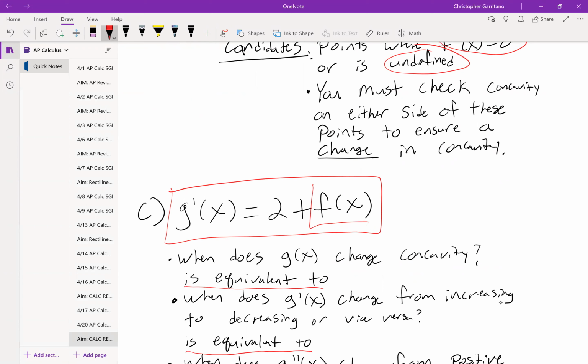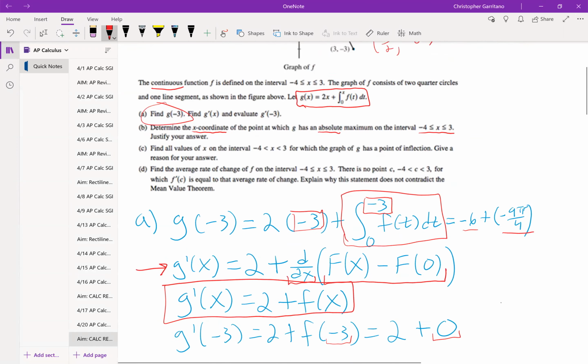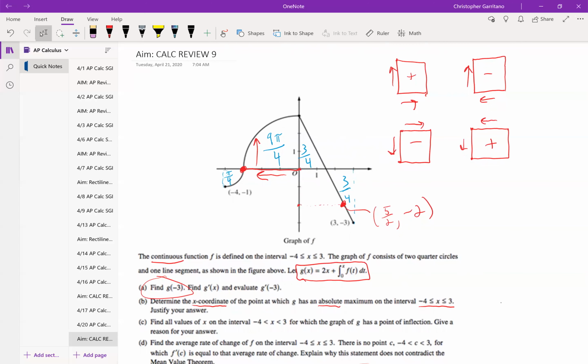Really, this is the important thing because we have the graph of f of x. Now, it's true, g prime of x is not exactly equal to f of x, but it's equal to the function f of x and some vertical shift. So if I can imagine the f of x function shifted up 2 units, that would give me the graph of g prime of x.